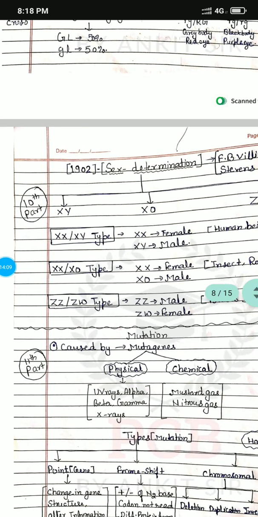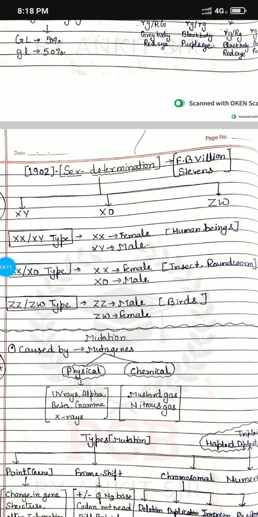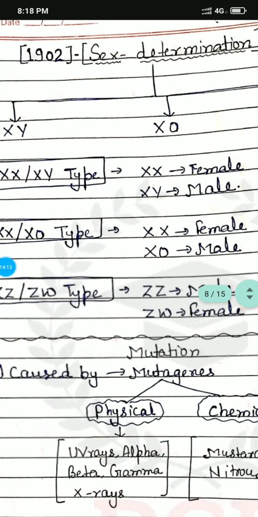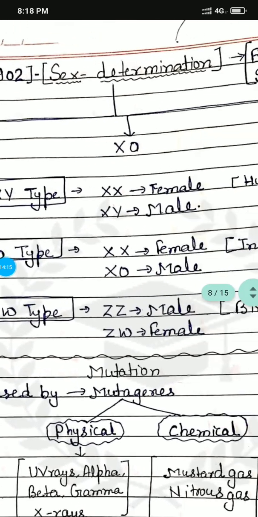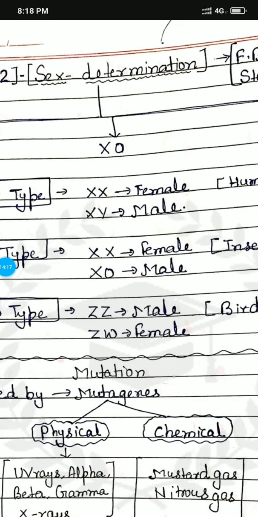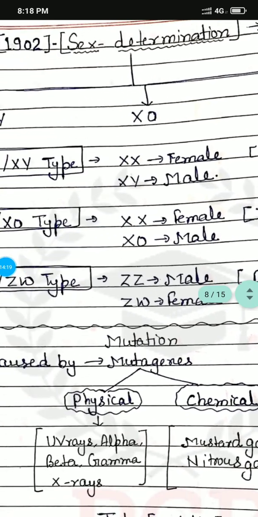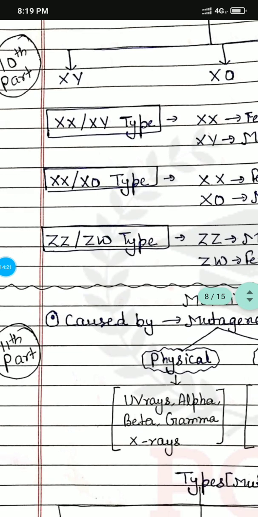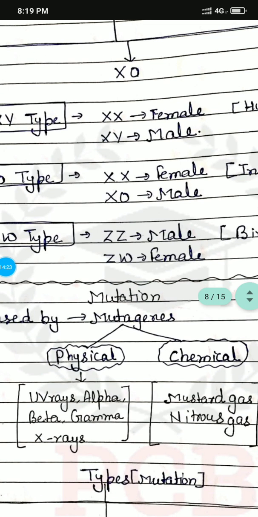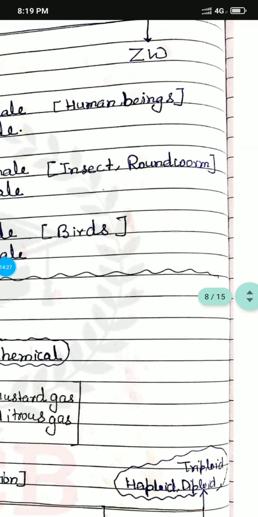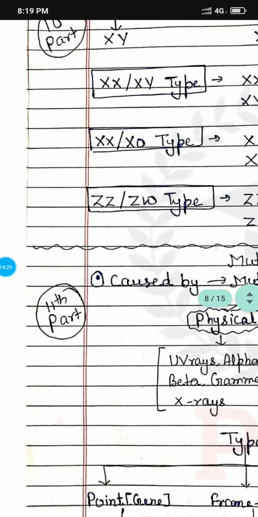One is XY type, another is XO type, and the third one is ZW type. XX and XY type consist of XX as female and XY as male. It is present in human beings. If we go for the XX and XO type, XX represents the female and XO represents the male. It is found in insects and roundworms.